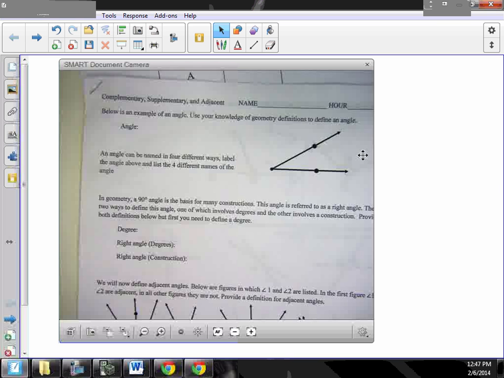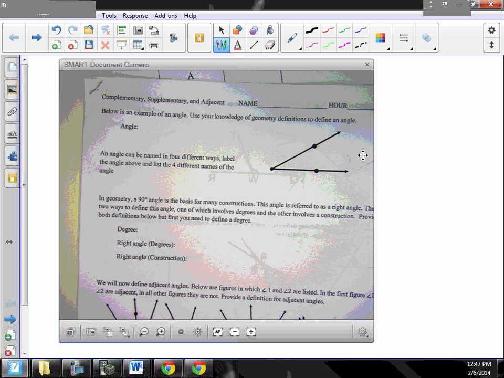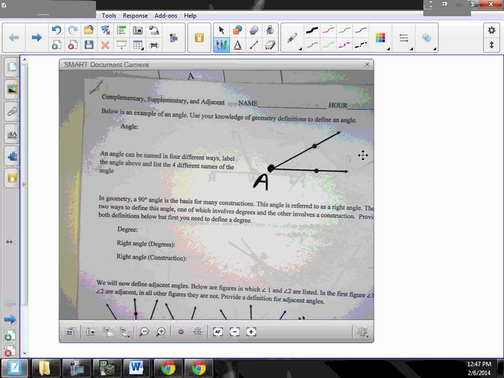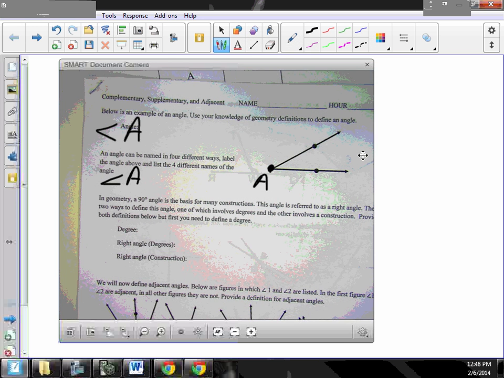Okay? So an angle can be named in four ways. The vertex could be listed as point, I don't know, A. We could call this angle A. And make sure it's not less than A. There's a difference. The angle has a flat side, a horizontal side, and less than does not.